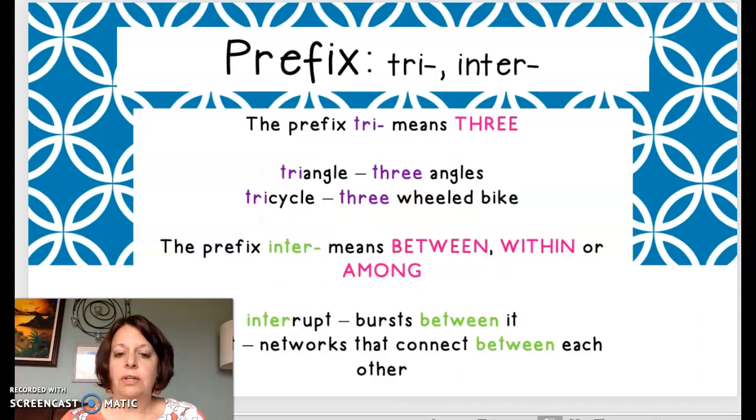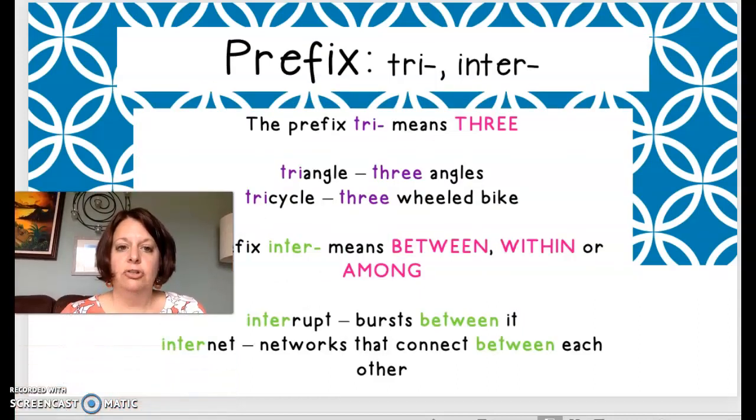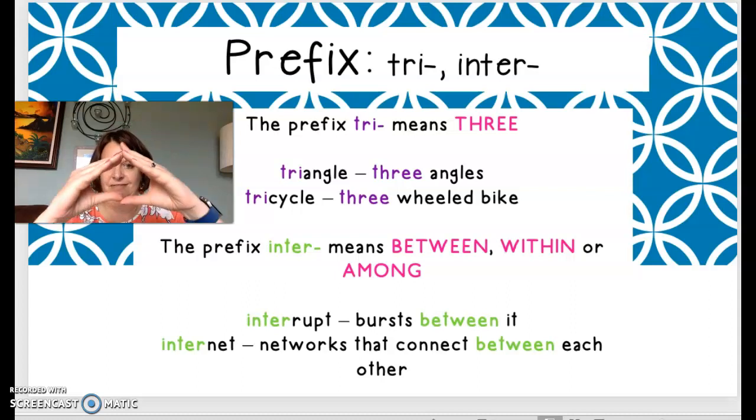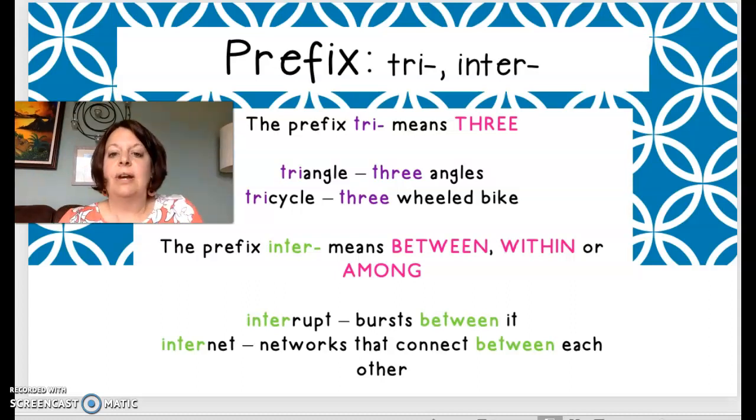Today we're going to focus on the prefixes tri and inter. The prefix tri means 3, like triangle, 3 angles. Tricycle, it's a 3-wheeled bike. A bicycle is actually using a prefix bi, which means 2. So tricycle is a 3-wheeled vehicle.